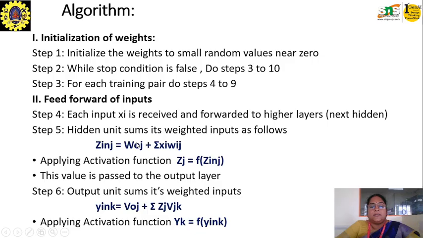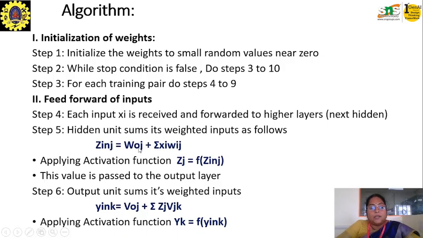Step 5, each hidden unit sums its weighted inputs as follows: z_inj equals v0j plus the summation of xi into vij. Here v0j is the bias, which is added to the summation of input into weight. Each node is associated with its input and weight. The summation of xi into wj means we calculate input into weight for all the nodes and add this bias value.